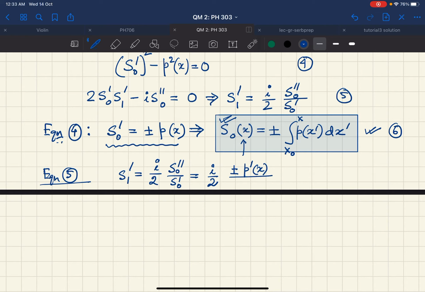p prime of x divided by plus or minus p of x. The plus minus sign does not bother us simply because it cancels from the numerator and the denominator. What remains is i by 2 p prime of x by p of x, but this I can always write as i by 2, then this is nothing but dp dx into 1 by p of x. So dp by p we can always write as log of p, so this is log of p of x prime.